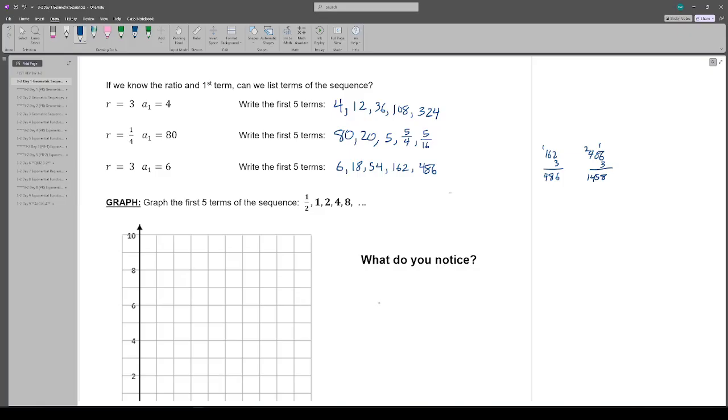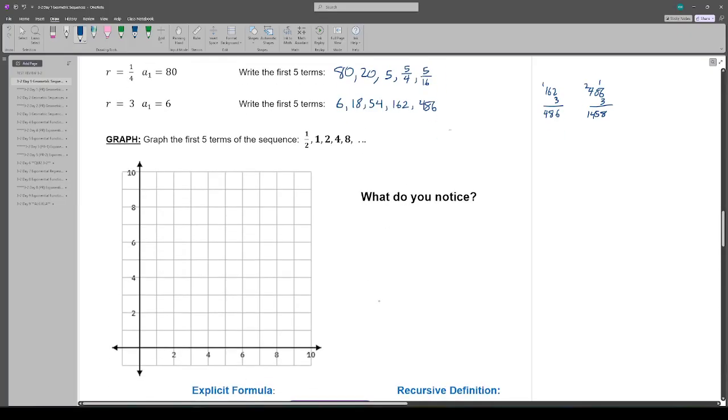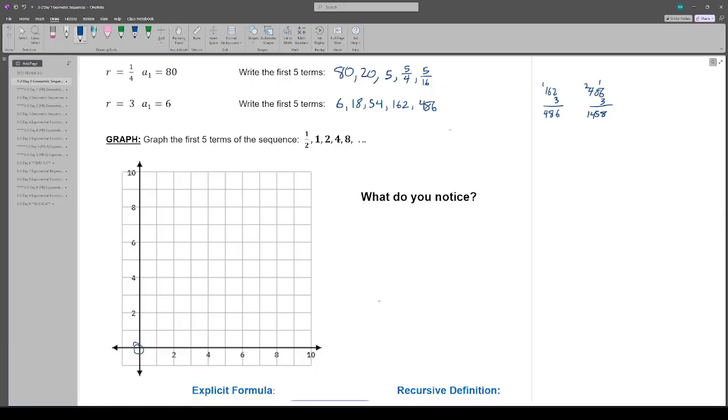Okay, graph the first 5 terms of the sequence. 1/2 is the first term. So remember that when we graph this, there's no 0 term. So we're starting at 1 on the x-axis, because this is term number 1, and the y value is 1/2. For the second one, term number 2 is 1. That's right here. Term number 3 is 2. That's right here. Term number 4 is 4. That's confusing to my brain for some reason. And term number 5 is 8.